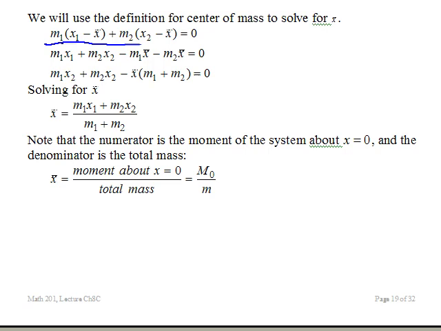We're going to use that requirement to calculate x bar. Okay, so here is the equation from before. m1 times x1 minus x bar plus m2 times x2 minus x bar has to be 0. Distribute m1 and m2 through the parentheses and collect terms, then factor out x bar and solve for it. X bar is m1 times x1 plus m2 times x2 over m1 plus m2. The numerator and the denominator have physical significance from what we've talked about before. m1 plus m2 is the total mass of the system. That's the sum of the masses.